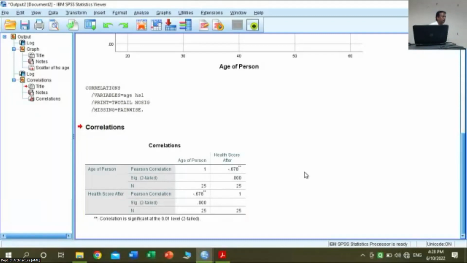Two variables, if it is near negative correlation, that means there is an increase in one variable, there is a decrease in another variable. If value is -1, that means there is a perfect negative correlation.